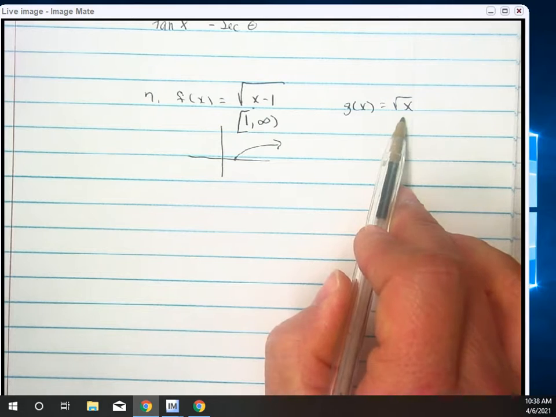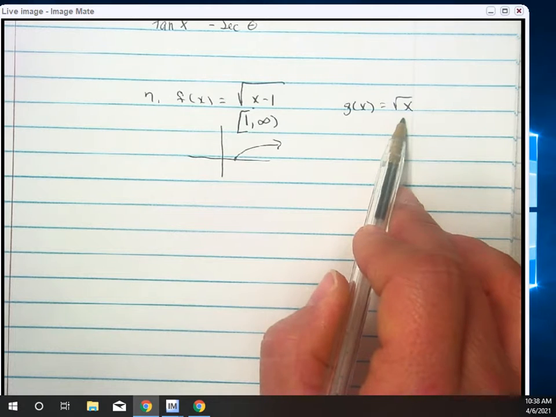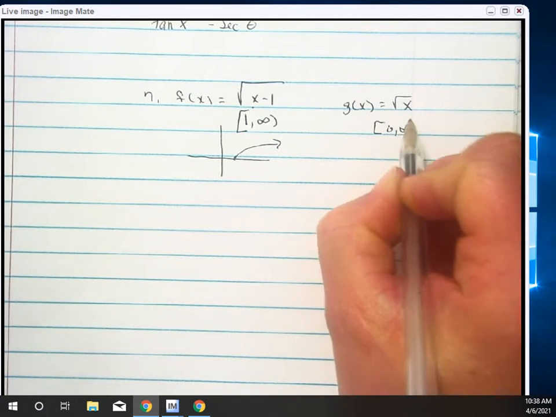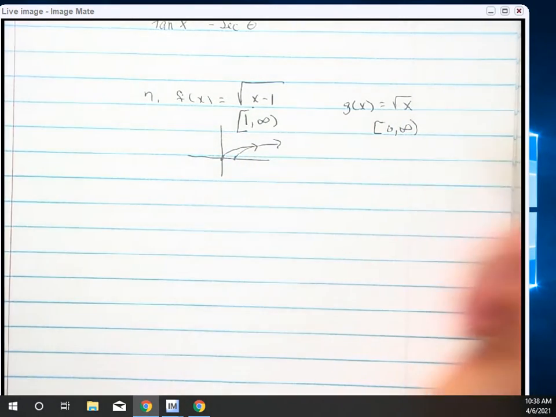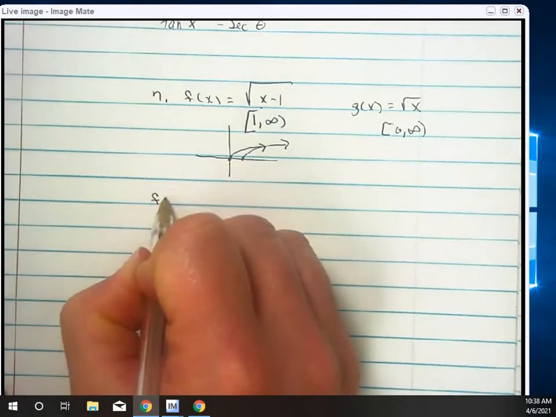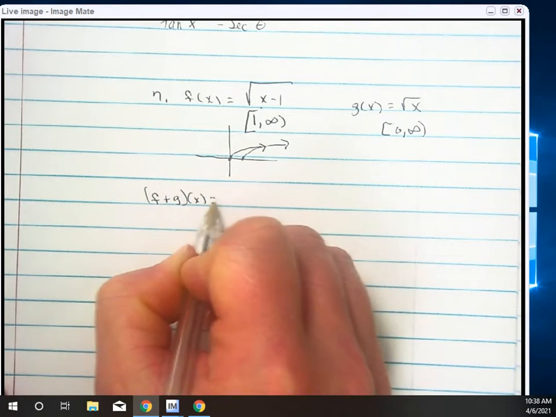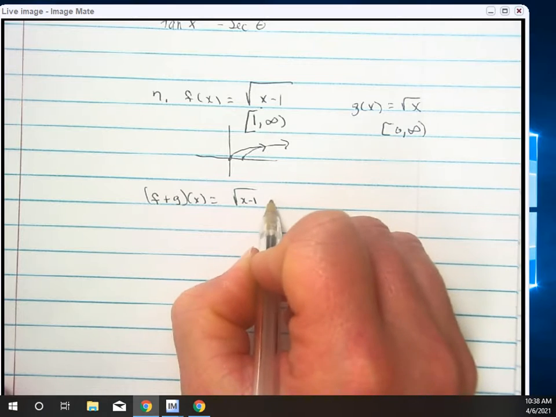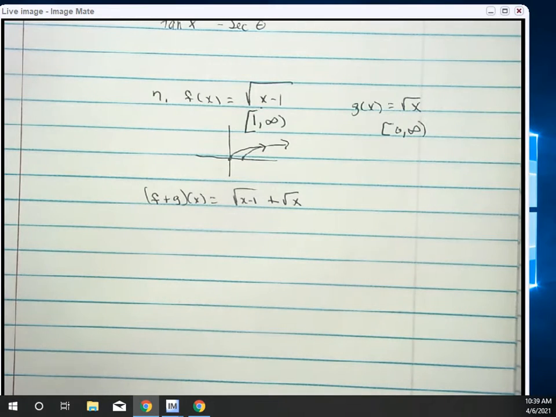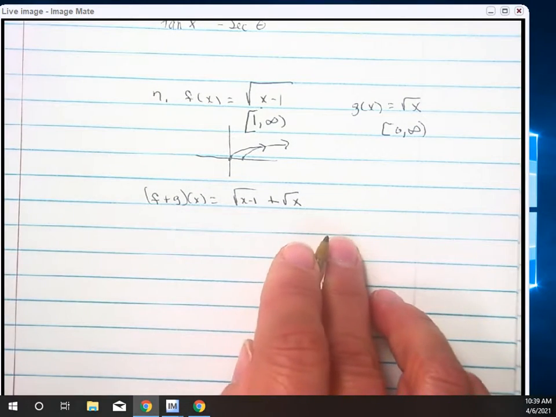Now, here's this one, the square root of x. What is the domain for this one? Where is your starting point? 0, 0. So 0 to infinity. It's starting here and moving on. Now, when you start adding these together, f plus g of x, we have the square root of x minus 1 plus the square root of x. When you're adding square roots, you can only add them if the stuff underneath the radical is identical. So you cannot simplify this any further.